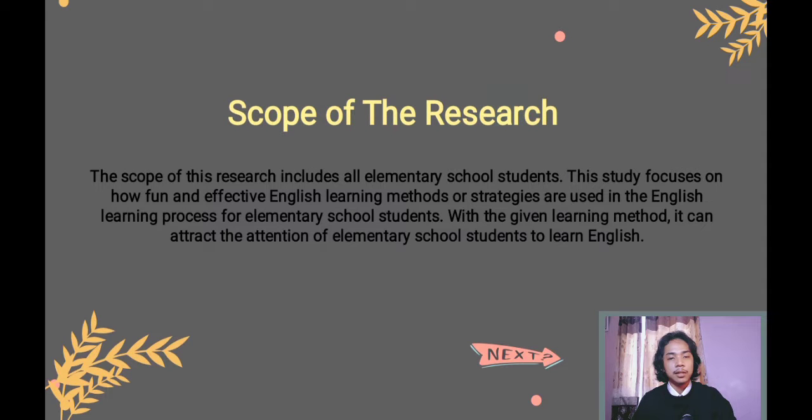Well, the next is the scope of the research. The scope of this research includes all elementary school students. The study focuses on how fun and effective English learning methods or strategies are used in the teaching learning process for elementary school students. With the given learning method, it can attract the attention of elementary school students to learn English.